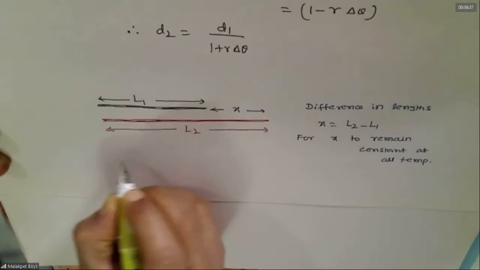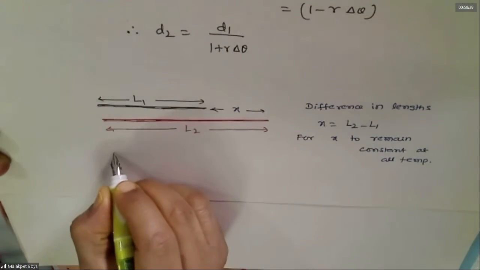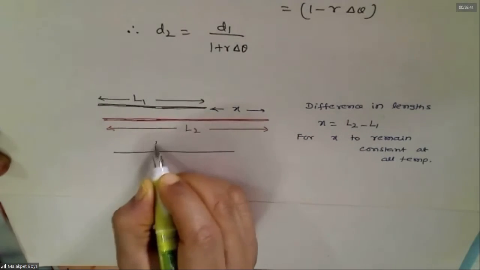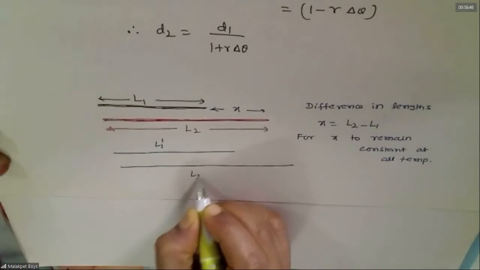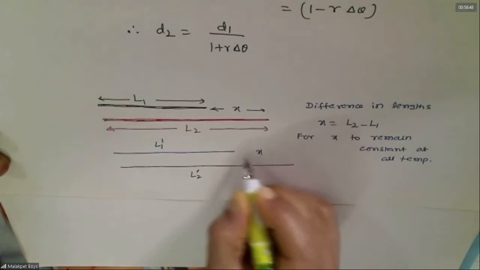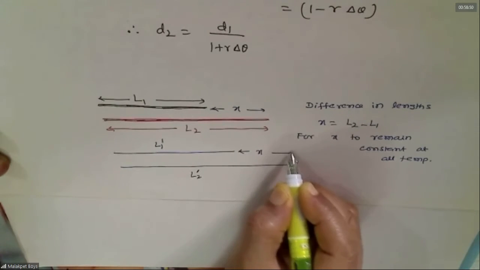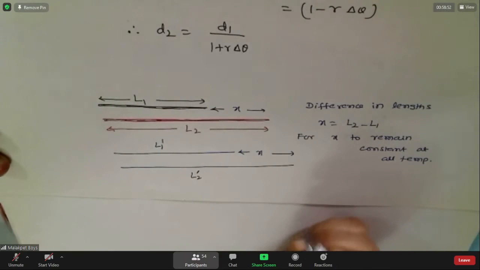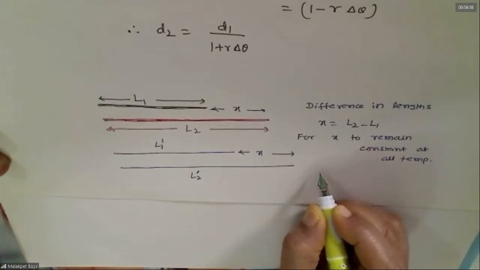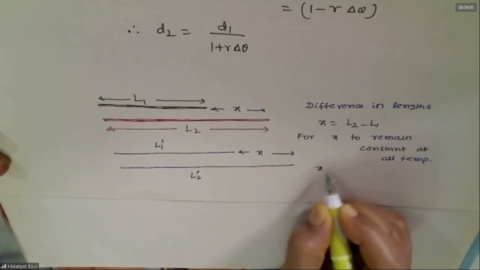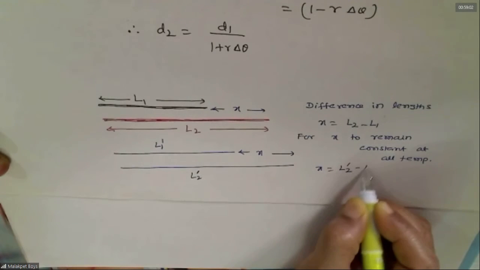Understood what I mean to say? This may become L1 dash by heating. At another temperature, this may become L2 dash. But still this should be X only, no? Agreed? So if that is the case, this should also be equal to X.